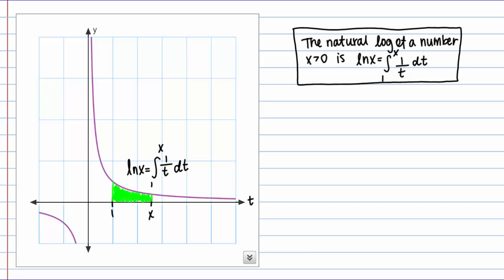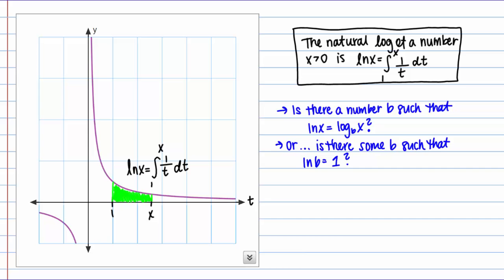I want to ask myself the following question. Is there a number b such that the natural log of x equals log base b of x? Or in other words, what is the base of the natural log? Another way I might state this question is as follows. Is there some b such that the natural log of b equals 1?